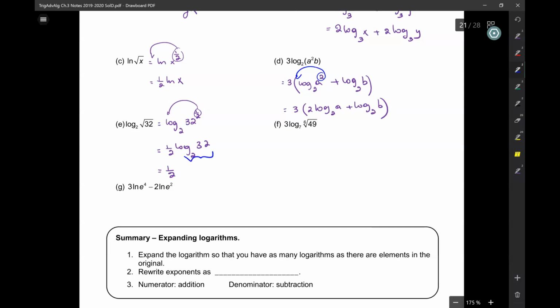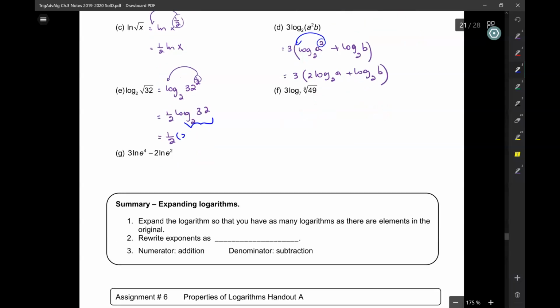What is the exponent of 2 to give you a 32? A 5. Yep. So that is 5 over 2. 1/2 times 5 over 1, and that's 5 over 2. This whole thing is just 5.